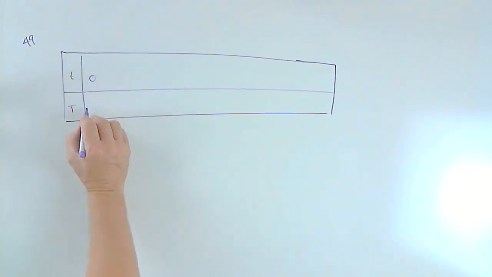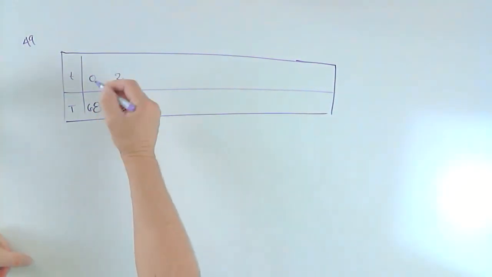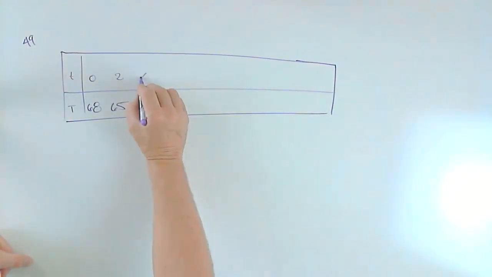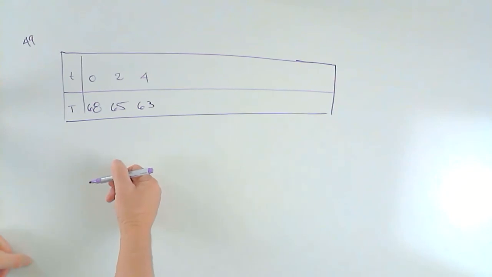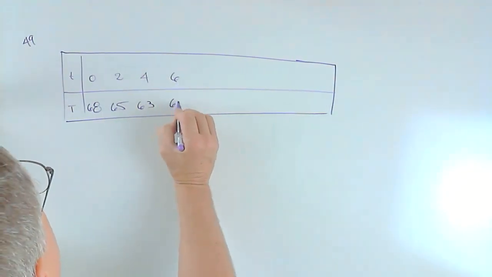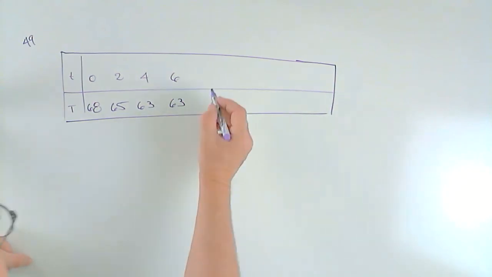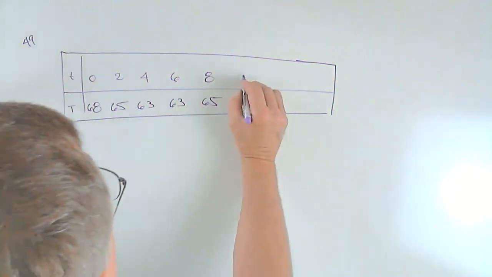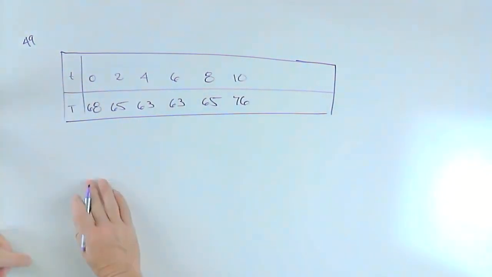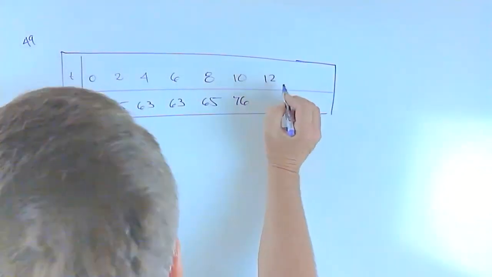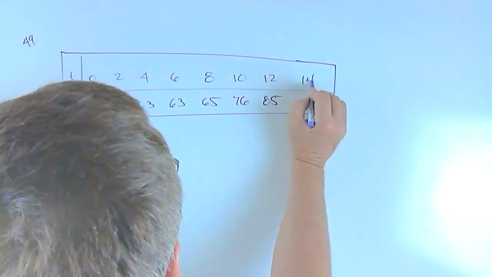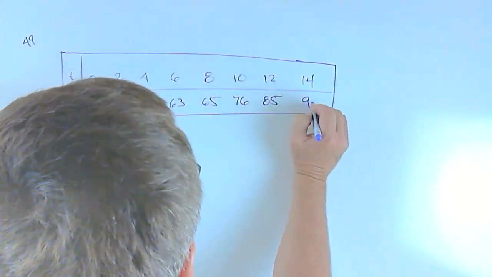And it tells me time and temperature. And 0 hours after midnight, it's 68. 2 hours after midnight, in other words, 2 a.m., it's 65. Temperature's gone down. 4 hours after midnight, temperature 63. 6 hours after midnight, temperature still 63. 8 hours after midnight, 8 a.m. in the morning, the temperature's up to 65. 10 hours after midnight, the temperature's up to 76. 12 hours after midnight, temperature's up to 85. And 14 hours after midnight, 2 p.m. in the afternoon, temperature's up to 91.